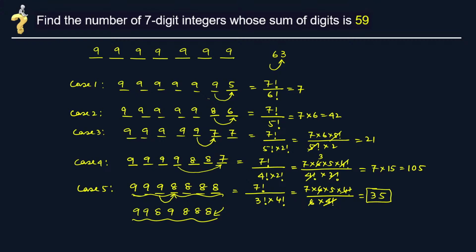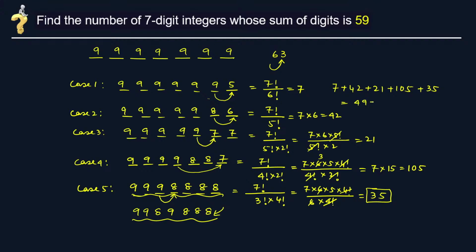So there will be no more cases which can be formed such that if you add the 7 digits of this 7-digit number, it will give us 59. So the total number of ways will be 7 plus 42 plus 21 plus 105 plus 35. So that gives us how much?